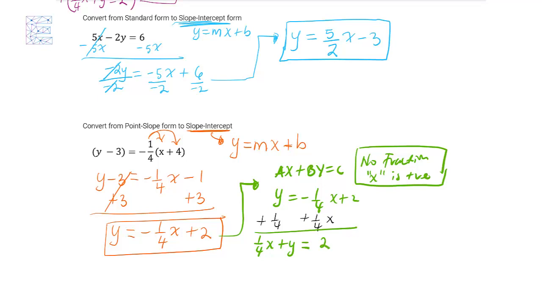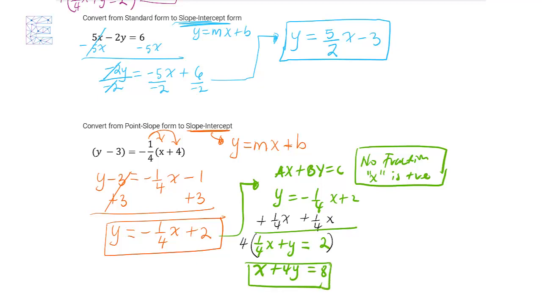Because we are not allowed to have fractions, we have to get rid of this denominator 4. And to do that, we just need to multiply this entire equation by 4. 4 times 1/4 is simply 1x. So I'm going to write that as x. 4 times y is 4y. And 4 times 2 is 8. And now we've accomplished our goal again.